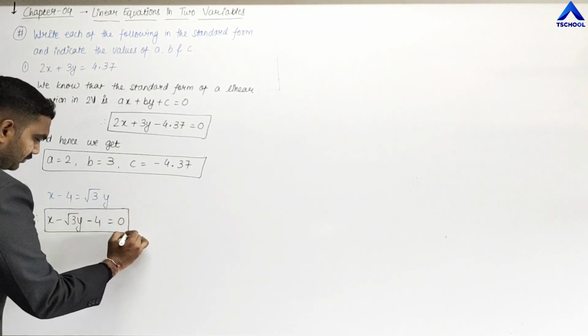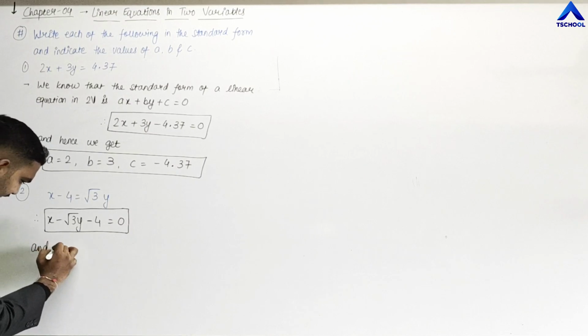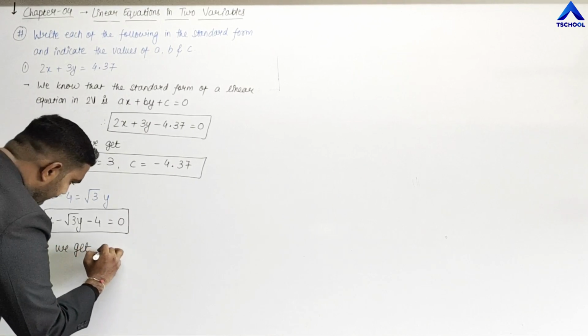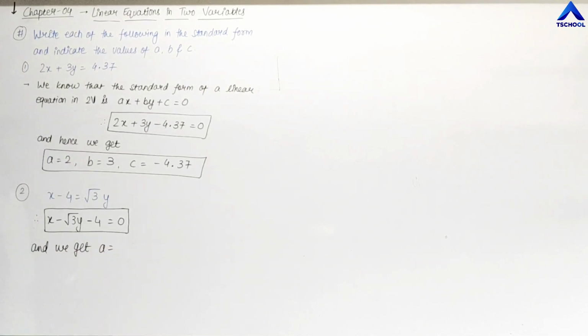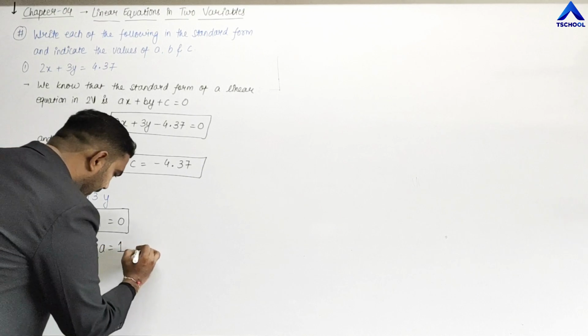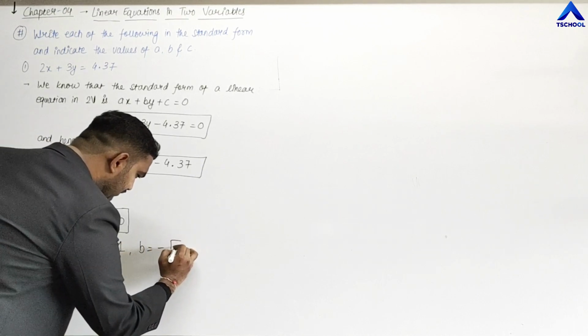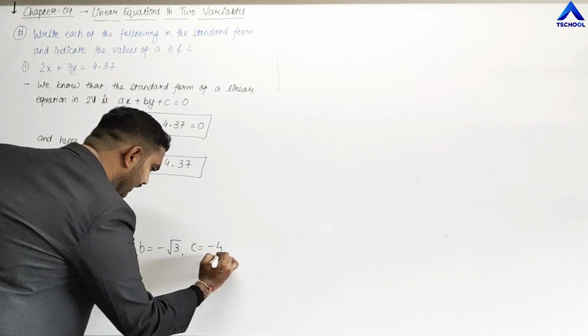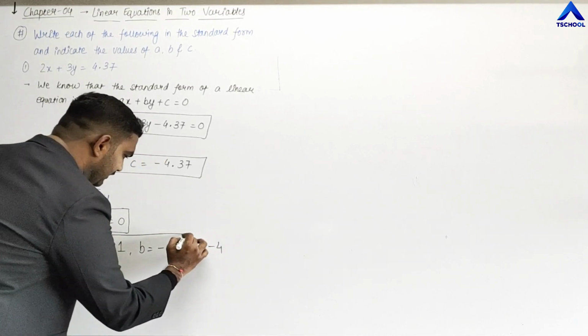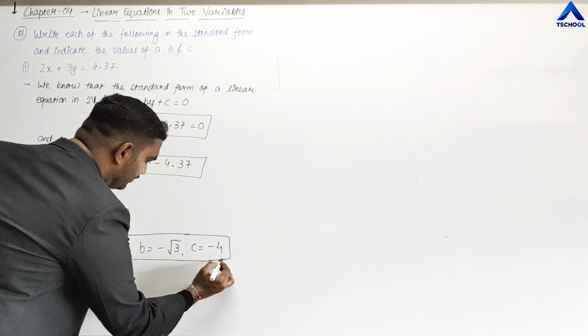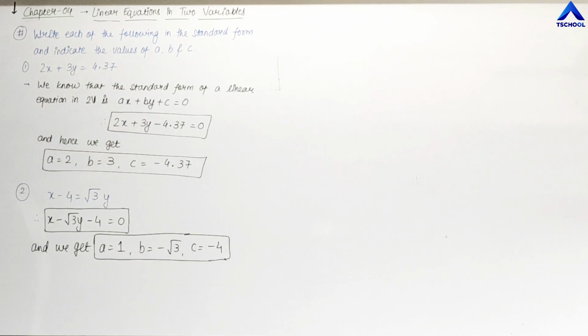And we get a is equals to, what is the coefficient of x here, friends? As you can see, there is nothing present before x. So you will not take it as 0, you will take it as 1. So the coefficient of x here is 1. Value of b, that is minus root 3, and c, that is minus 4. So you can simply say that a is equals to 1, b is equals to minus root 3, and c is equals to minus 4. So this is how you can find out the values of a, b and c.